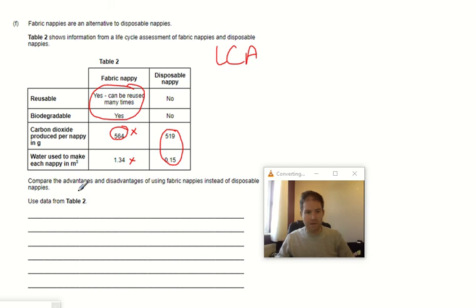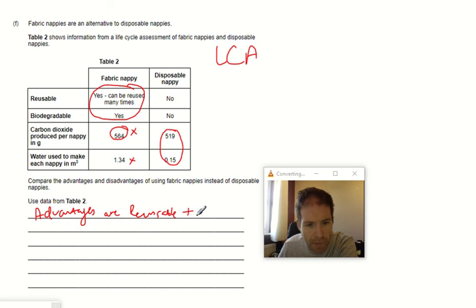So compare the advantages and disadvantages. We're going to say advantages are reusable and biodegradable. Disadvantages is they use more CO2 per nappy, and lots more water.